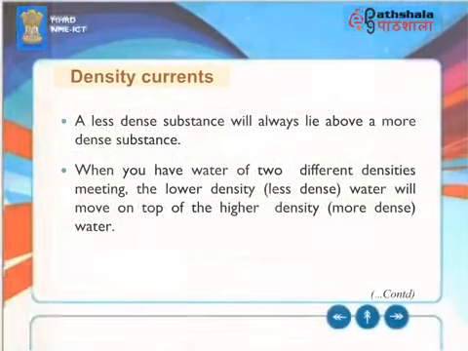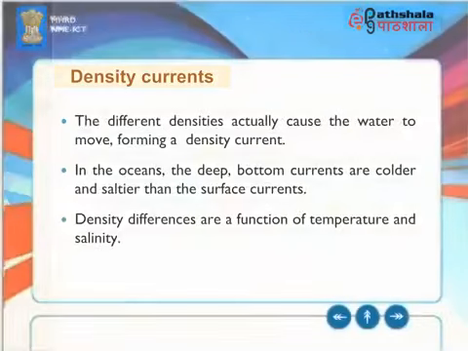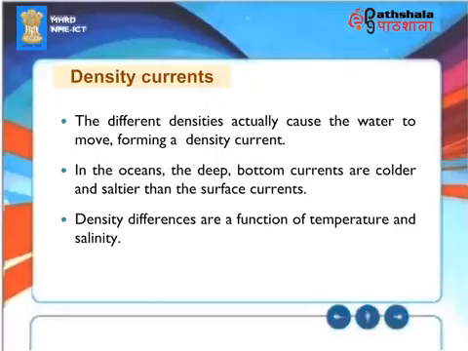harbors. Density currents. A less dense substance will always lie above a more dense substance. When you have water of two different densities meeting, the lower density, less dense water will move on top of the higher density, more dense water. The different densities actually cause the water to move, forming a density current. In the oceans, the deep bottom currents are colder and saltier than the surface currents. Density differences are a function of temperature and salinity.